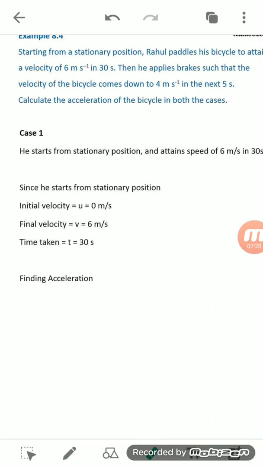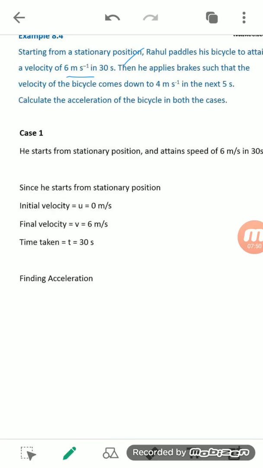So here it is talking about that in the first case the bicycle was at rest, in a stationary position, and then Rahul starts the bicycle and attains a velocity of 6 meter per second in 30 seconds. So this is the first case.